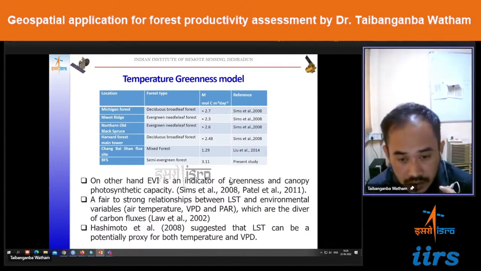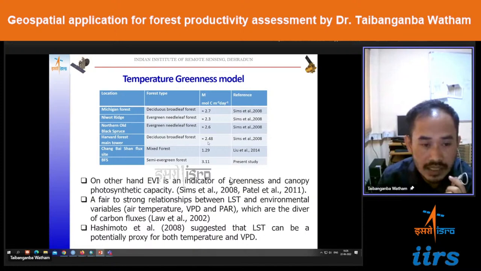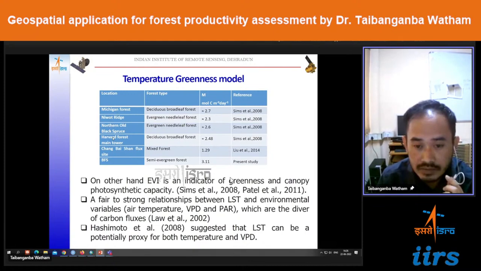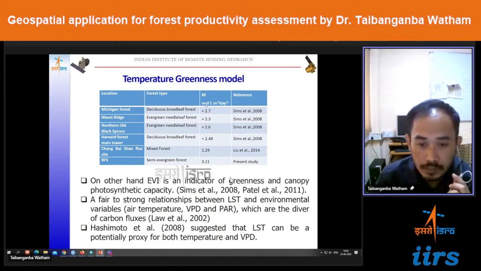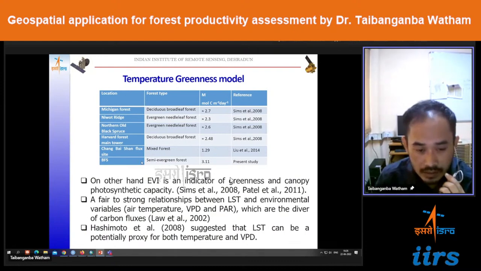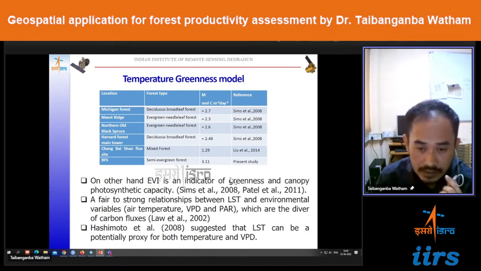So how have people reported different values for the TG model, or temperature greenness model? For the Michigan forest, and for other forests also, they have reported 2.7 micromole carbon per meter square per day. If you see the Barkot forest, which is semi-evergreen or semi-deciduous, for the present study site which we have shown earlier, it has a slightly higher M value compared with other study sites reported from worldwide.